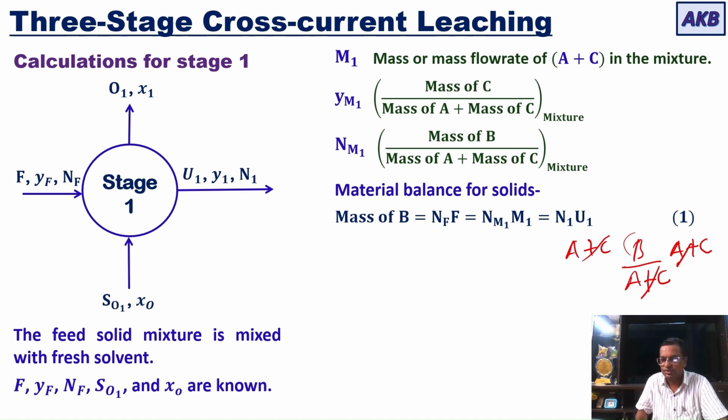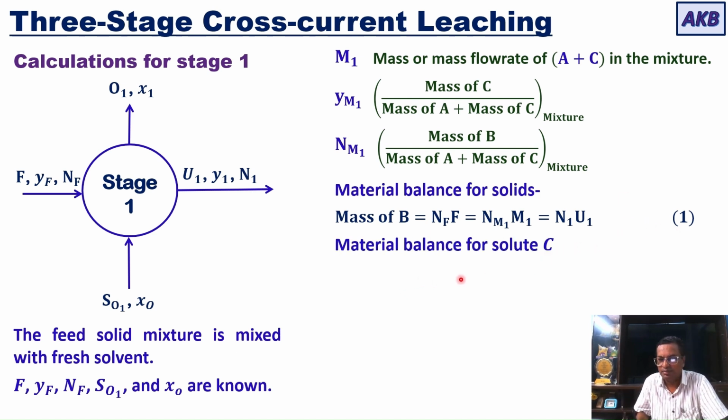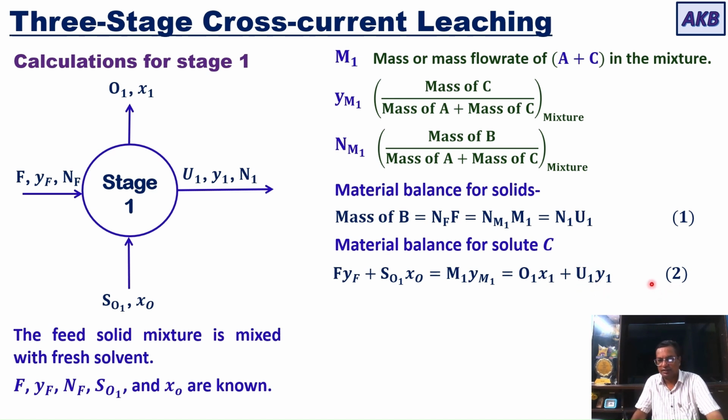You are describing how B moves from feed to the mixture and then to the underflow. That's it, and I'm calling it equation number 1. Now material balance for solute C. So it will be written as F into YF plus S naught 1 into X naught, that is equal to M1 into YM1, that is equal to O1 into X1 plus U1 into Y1, and I'm calling it equation number 2.